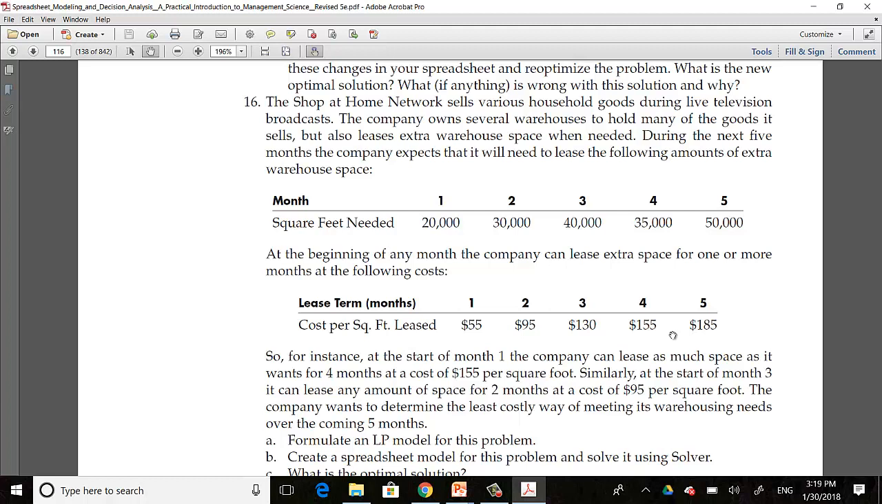And you lease to fill your need. Like in the first month, you need 20,000 square feet. And in the first month, there are many different ways to lease. The square feet you lease will help you meet the needs in the first month, and maybe the second month, or maybe the third, fourth, fifth month. Okay, so we can do some analysis. Any ideas what the decision variables should be? The decision variables.